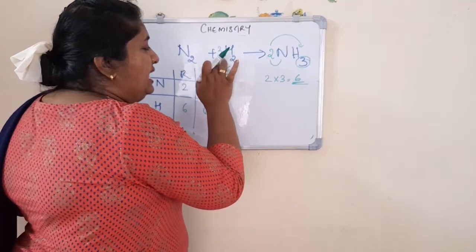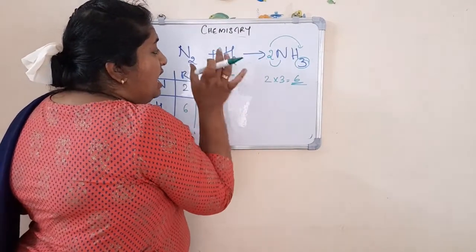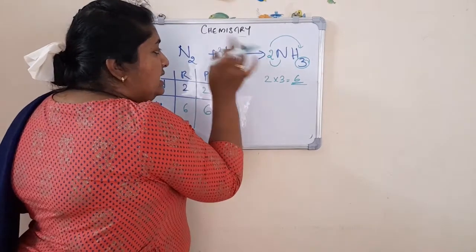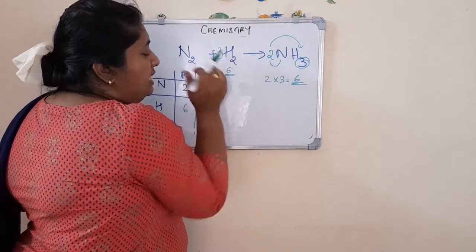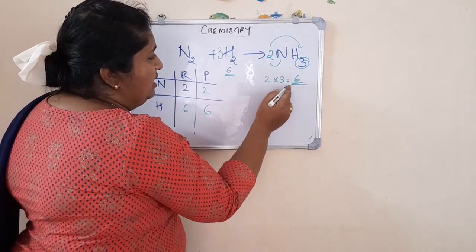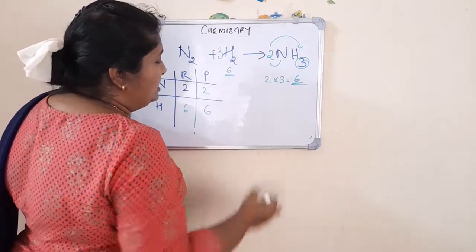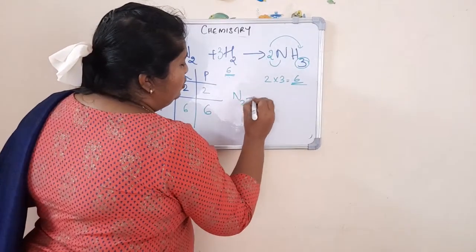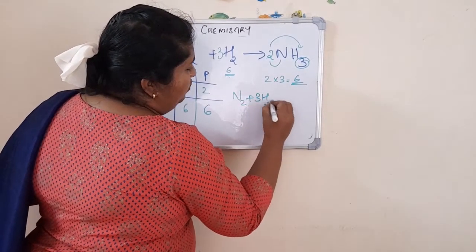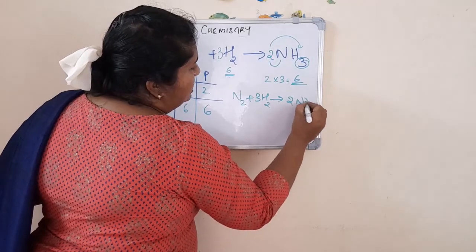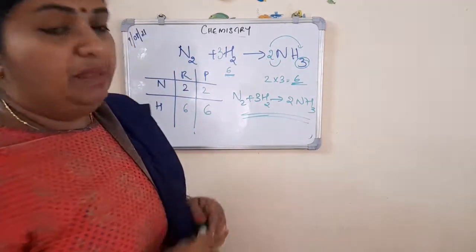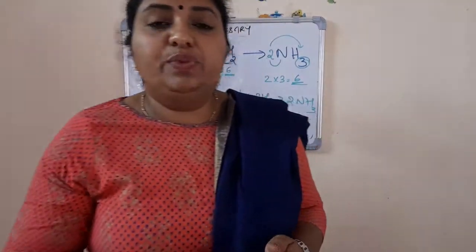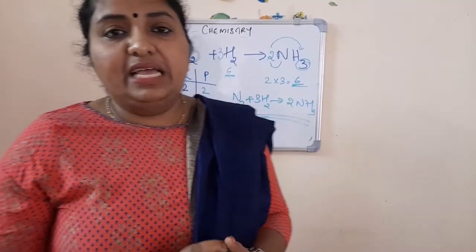And in order to balance the hydrogen here, what have I done? Earlier there were 2 hydrogen atoms. To make it 6, I multiplied it with 3. So here 6 and here also 6. So everything is balanced. Now I will write the equation: N2 plus 3H2 will give you 2NH3. So this is all about chemical equations. Now we have completed the chapter Basic Constituents of Matter. Thank you all of you.